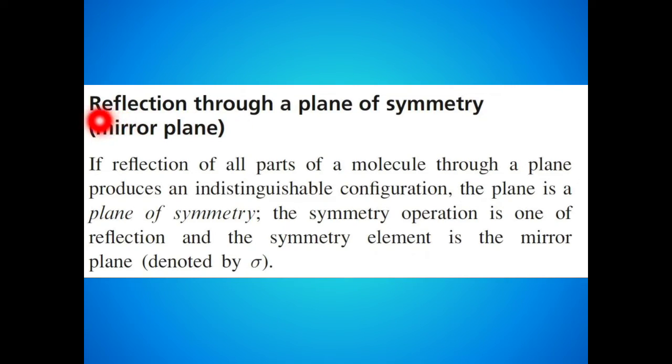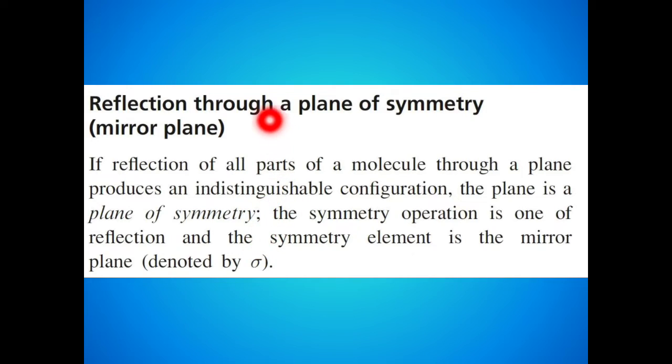Now another element of symmetry is reflection through a plane of symmetry. It is also called a mirror plane. What do we mean by this? If the reflection of all parts of a molecule through a plane produces an indistinguishable configuration, the plane is called a plane of symmetry. The symmetry operation is one of reflection, and the symmetry element is the mirror plane, and it is denoted by sigma.